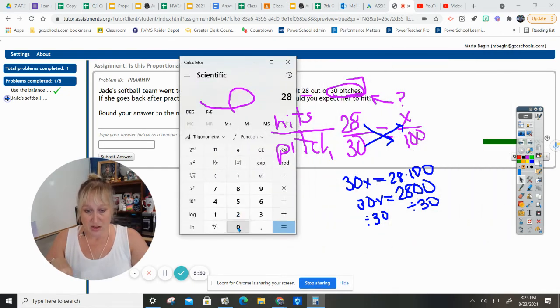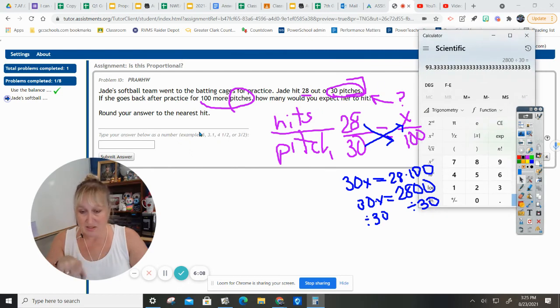So I'm doing 2,800 divided by 30. Whoa, I'm going to check that again. 2,800, yes, that's the correct number, divided by 30. It still comes out as 93 1/3. That is gross. So I'm going to read to see if it says round your answer to the nearest whole number. That tells me this probably expects it to be a weird number like this.